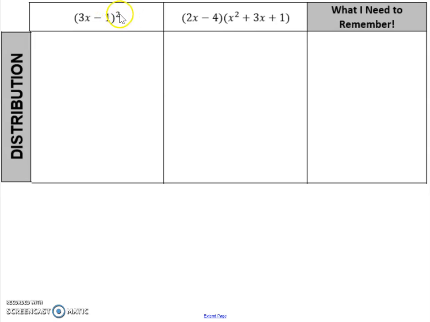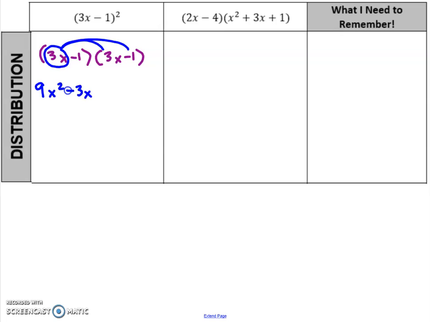3x minus 1, quantity squared. Remember that just means times itself. So we have 3x minus 1 times itself, 3x minus 1. Always expand it or you're going to lose a term. Okay, I have 3x times 3x. 3 times 3 is 9. x times x is x squared. 3x times -1 is -3x. And we're ready for the next term. -1 times everything in the other parentheses. -1 times 3x is -3x. And -1 times -1 is +1.